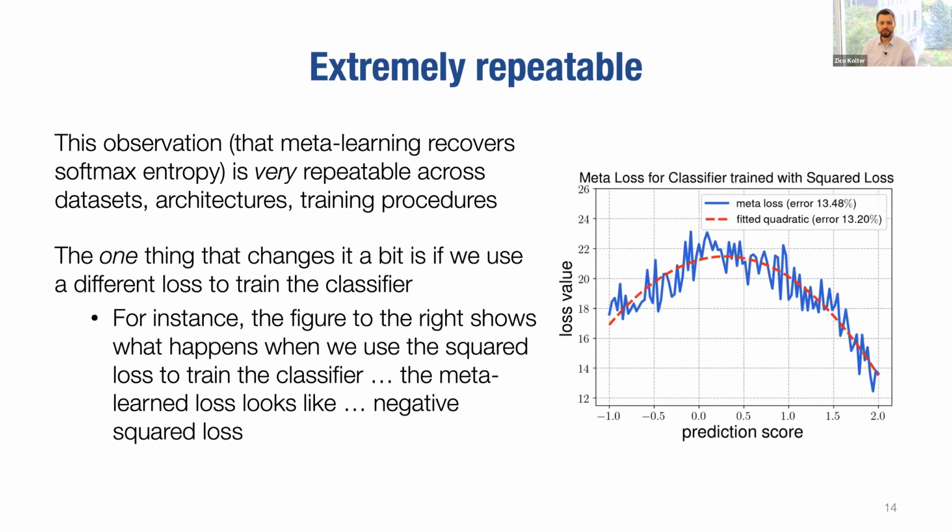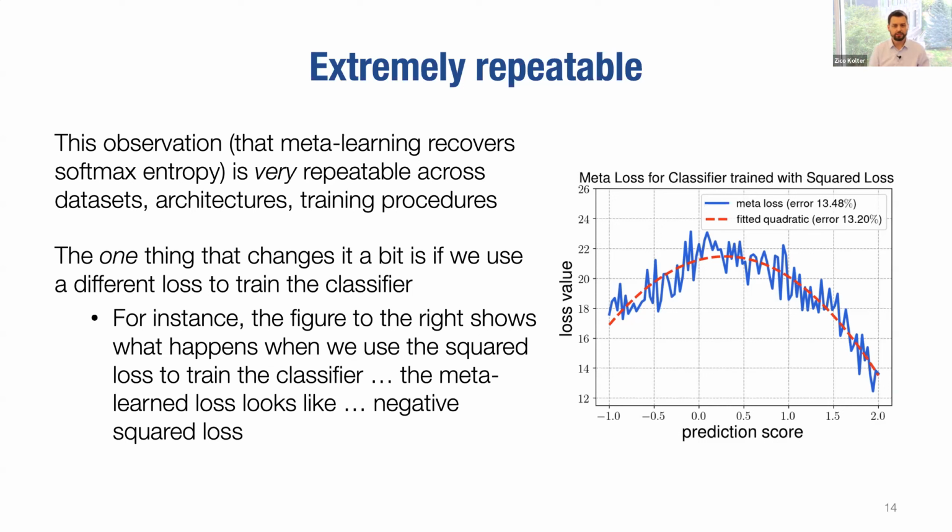The one thing that would change this effect, that would make this meta-learned function no longer the entropy function, is if you trained your classifier with a different loss function. So here we're actually training our classifier. Normally you train classifiers with a loss function called cross entropy loss. Here we trained it with a different loss function, namely squared loss, like a least squares kind of error. And that now makes the meta loss that we learn look like a negative quadratic function. But that's the only thing we could do to make this change notably.